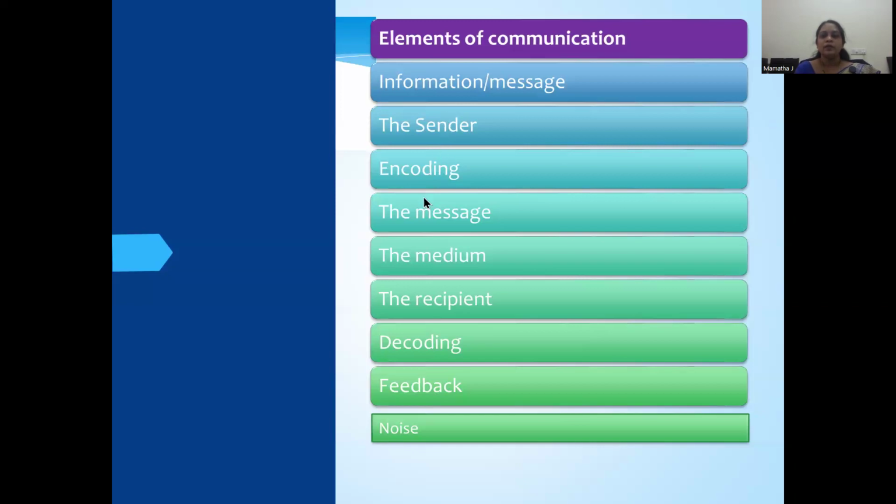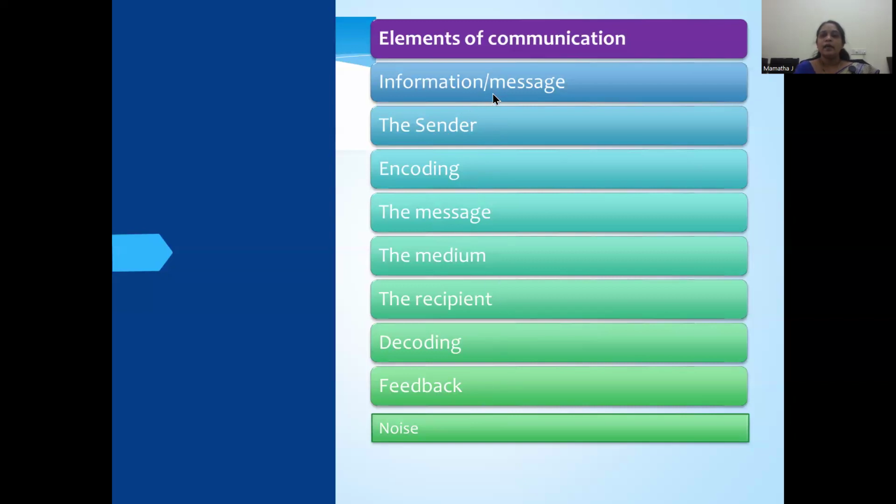So in between this process, when the message is passed through a medium, there might be some disturbances which are attributed to noise, which might disrupt the process of communication. So noise is one of the disturbances in this particular process. So it is also one of the elements of communication. So these are the elements of the communication process in general.